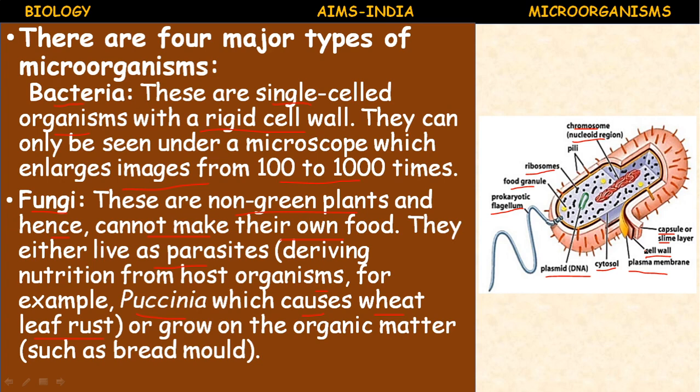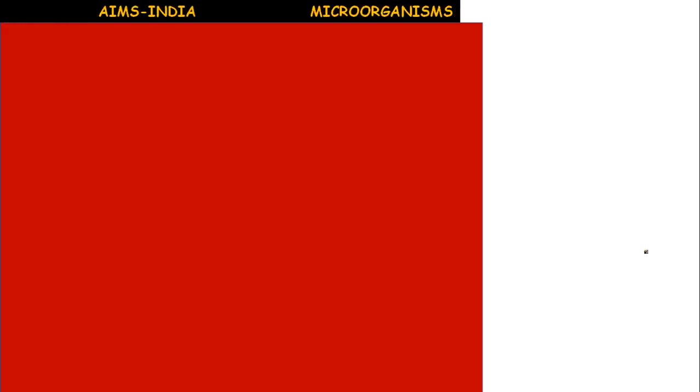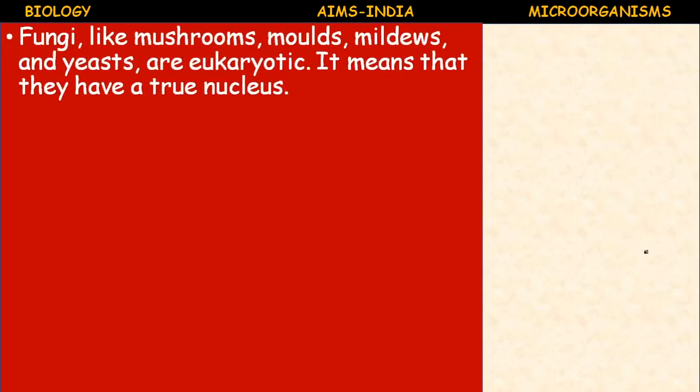So they are present everywhere. Microorganisms are present everywhere. The habitats of these microorganisms are varying; they can survive in different habitats. Next, fungi like mushrooms, molds, mildews and yeasts are eukaryotic, whereas bacteria are prokaryotic. Prokaryotic means without a nucleus, primitive.